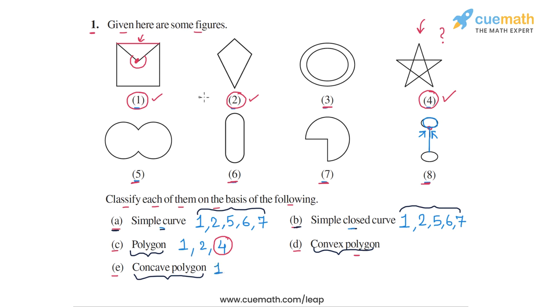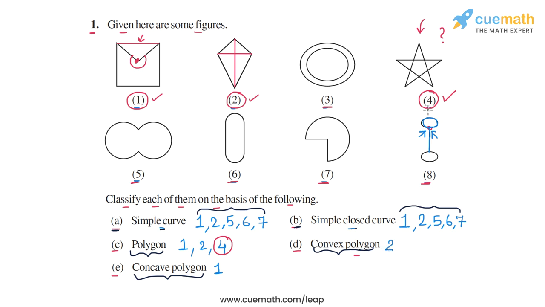And then if you look at figure number 2, we can see that it's a convex polygon because if you draw the two diagonals, the diagonal joining these two vertices and the diagonal joining the other two vertices, these two diagonals will lie completely inside the quadrilateral. So this will be a convex polygon, a convex quadrilateral.